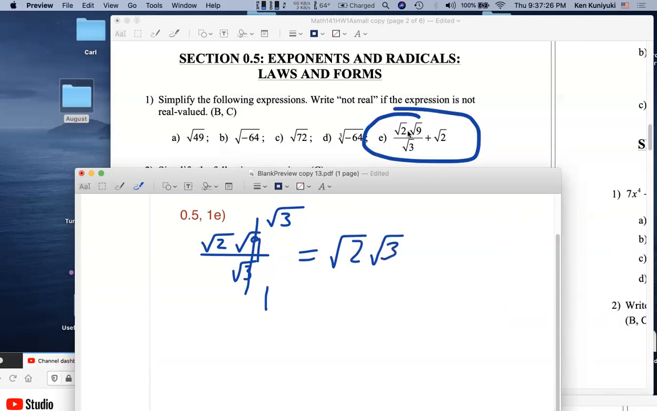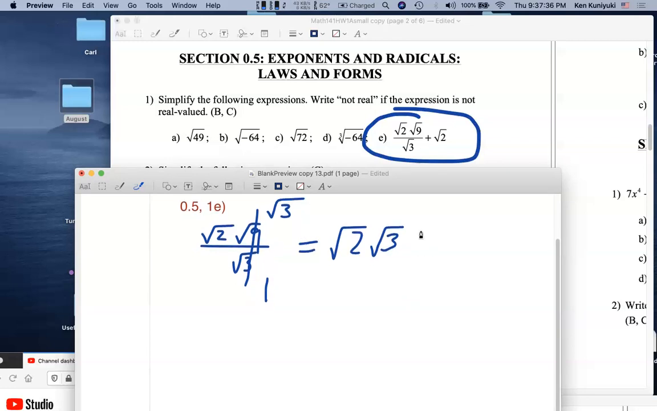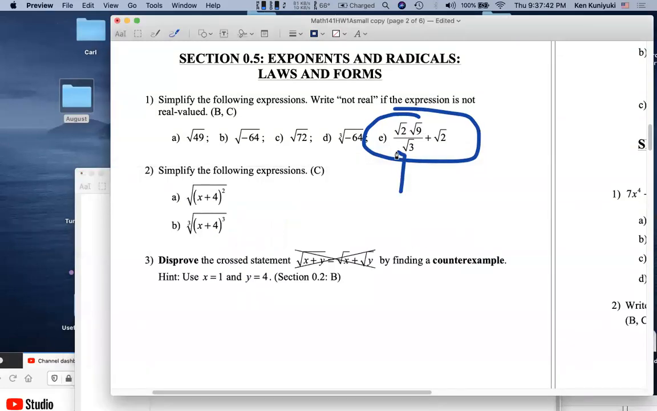I know that sticklers might say, shouldn't we work out the top first? You can. You'll get root 18 on the top. But we start off with this. And then what is root 2 times root 3? That's root 6. I'm focusing on this first term here. So this thing here is root 6.